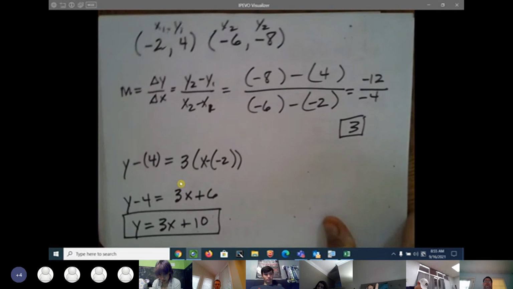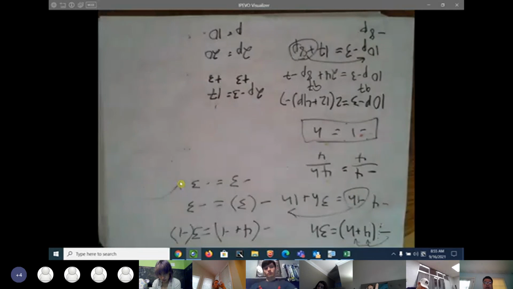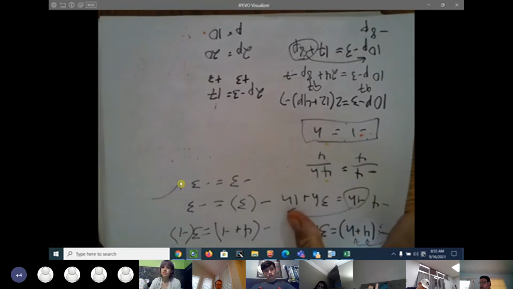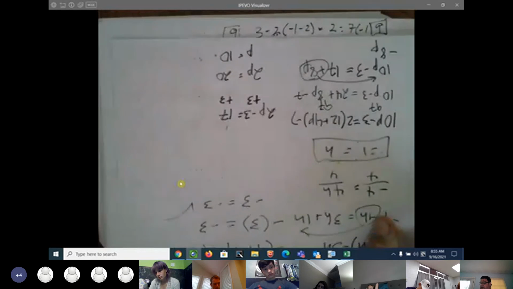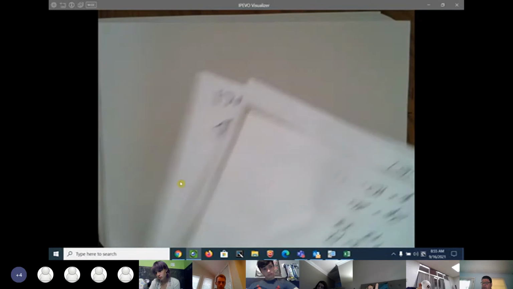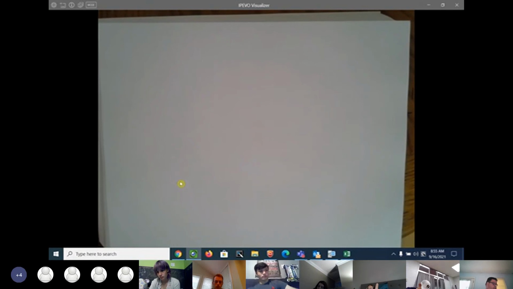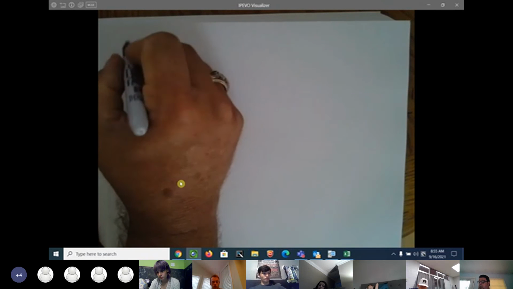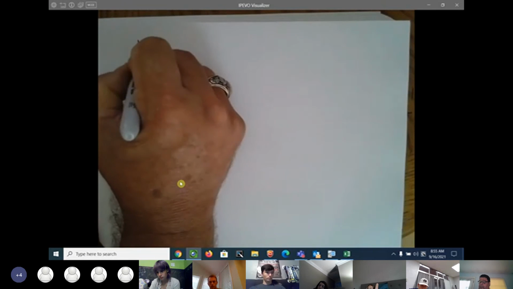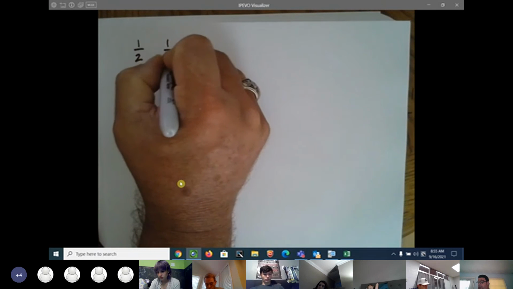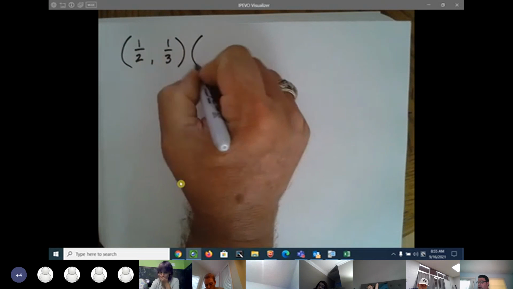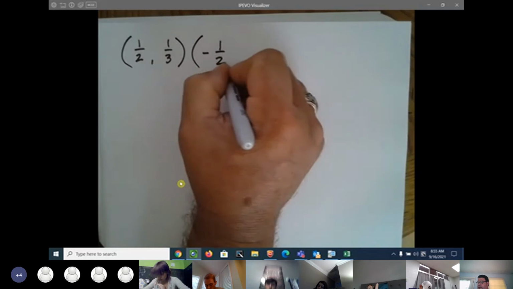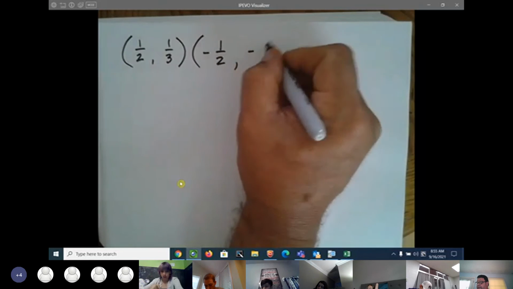Now let's do a fraction, because I know half of y'all can't read a tape measure. So let's go ahead and do a fraction. (1/2, 1/3) and (-1/2, -5/4).